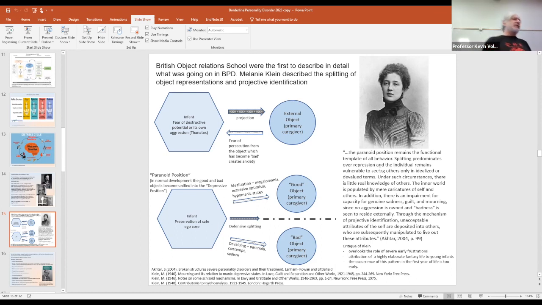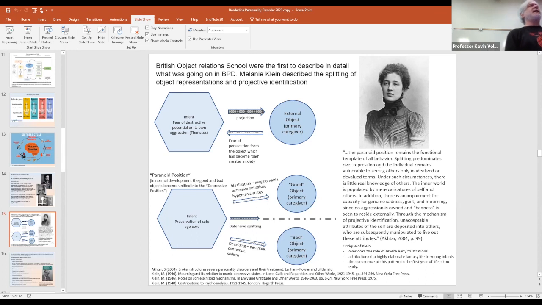In the psychoanalytic literature, there are good treatments for personality disorders, especially BPD. The problem, and I'm giving the punchline away, is that these have to be long-term intensive treatments. The shorter-term treatments, and there are shorter-term ones, just deal with symptoms. They don't get at the underlying stuff. So the British Object Relations School were really the first to describe in detail, or theorize, what's going on in borderline personality disorder. Melanie Klein described the splitting of object representations and projective identification.